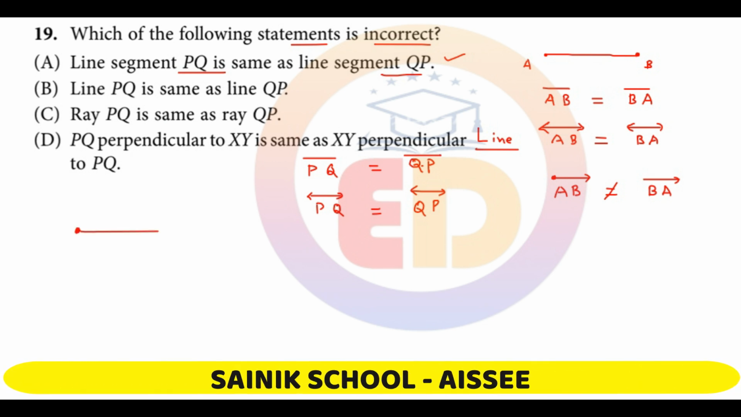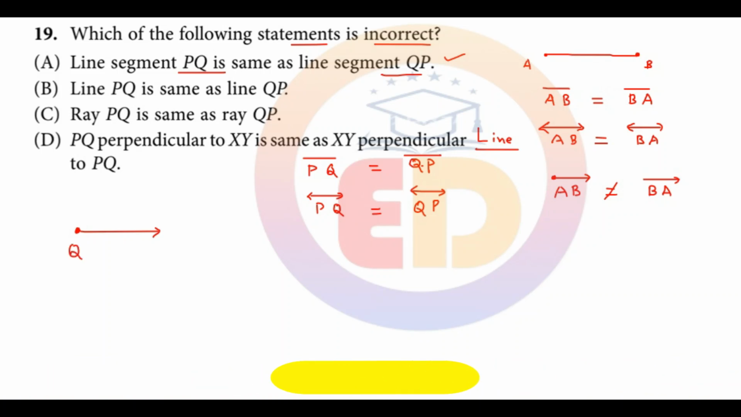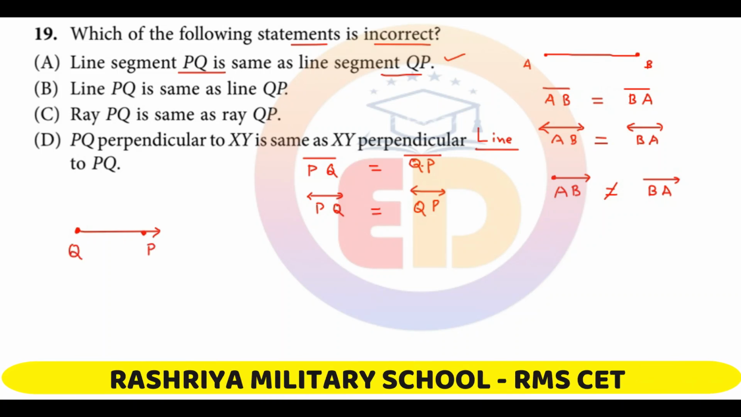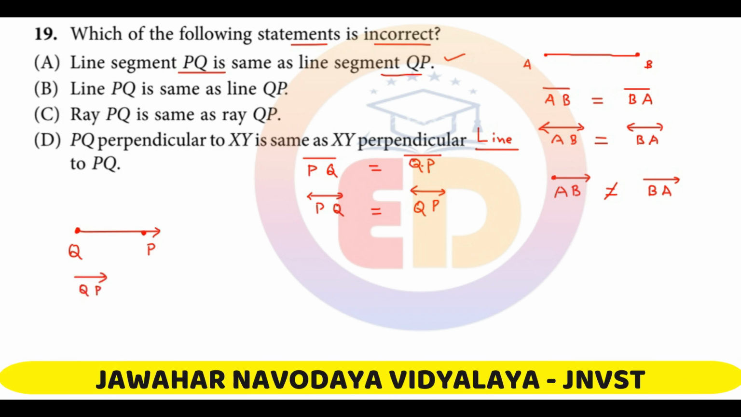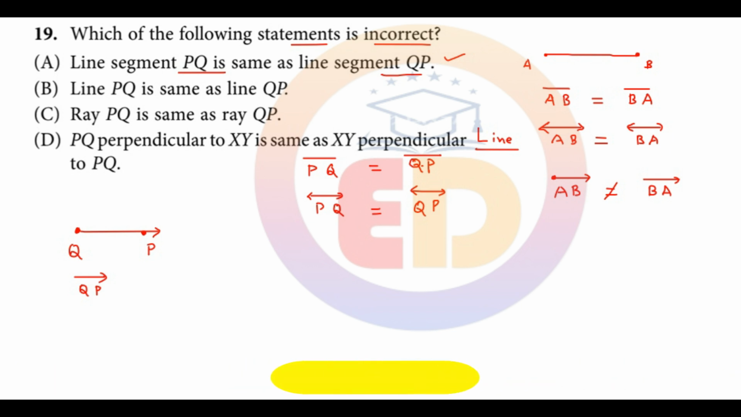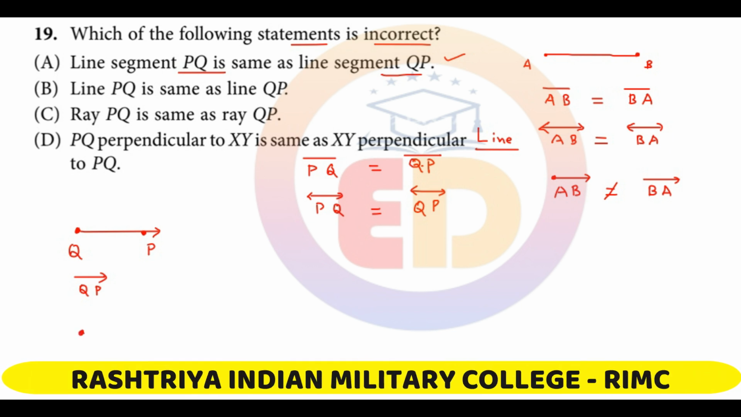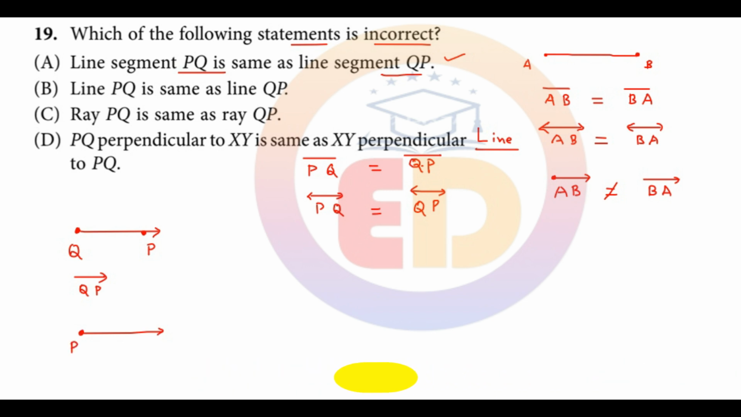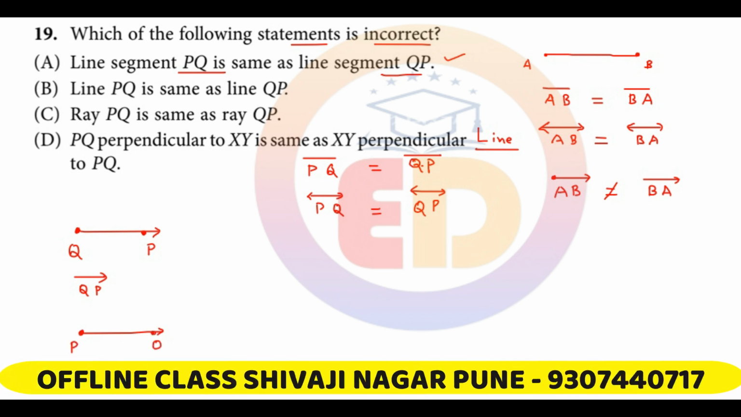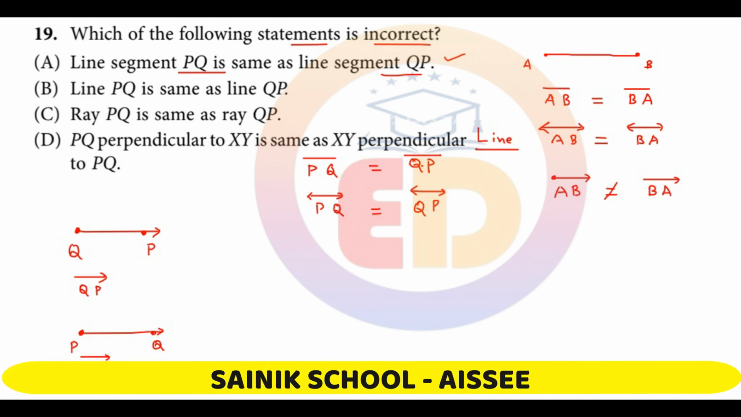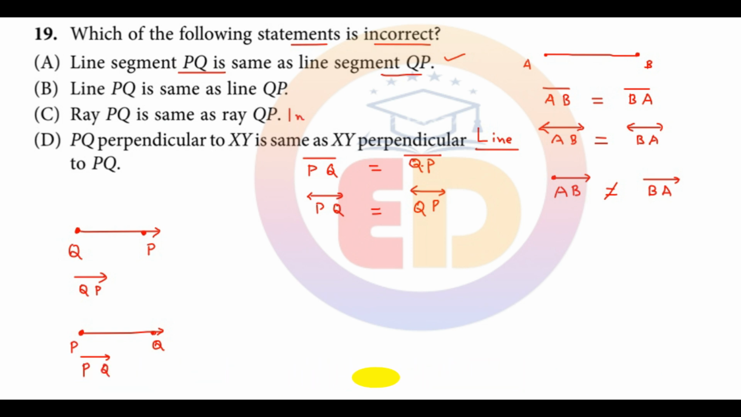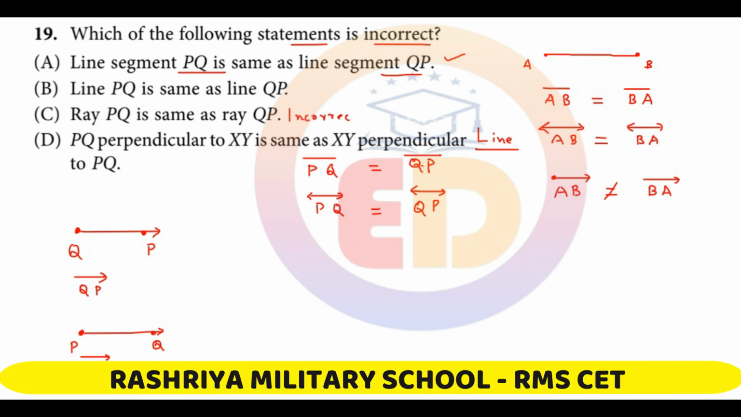Just to draw the diagram, this is the Q and this is the P. So this is the ray QP, where Q is the starting point and it is extending indefinitely towards the direction of P. On the other hand, ray PQ will have a starting point as P and it will extend indefinitely towards the direction of Q. So this will be ray PQ and they are not same, they are different. So option number C is incorrect and that's going to be our answer.